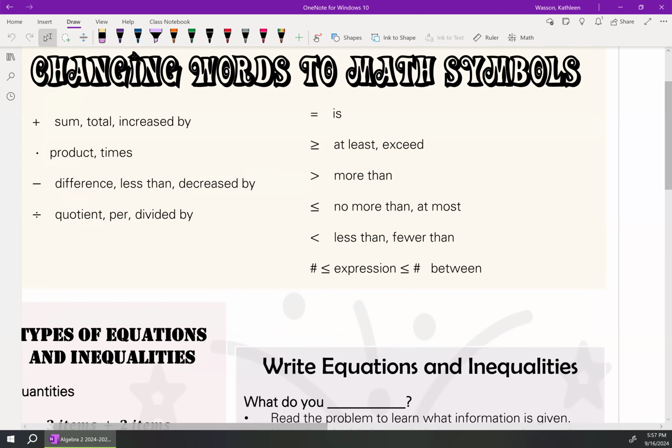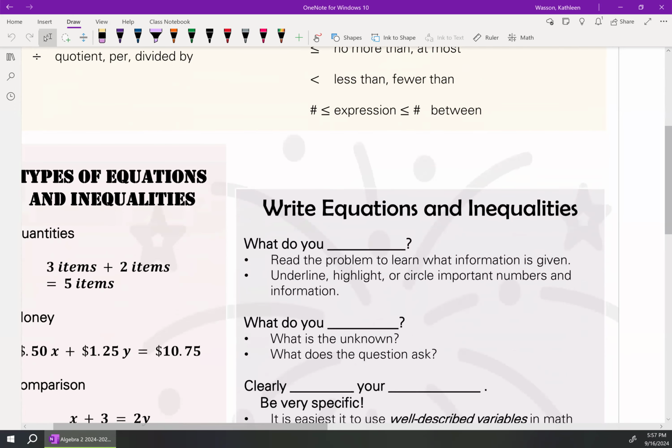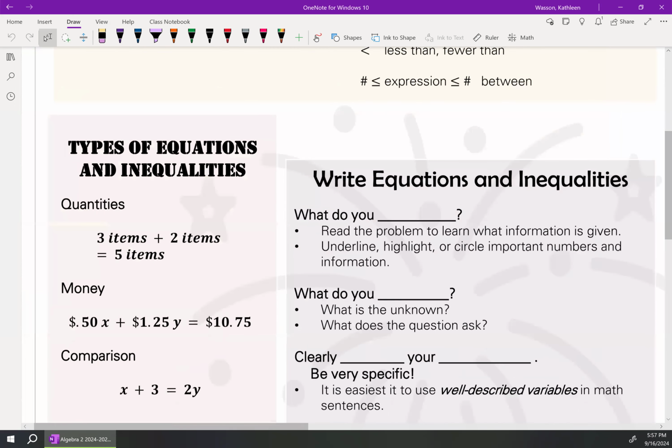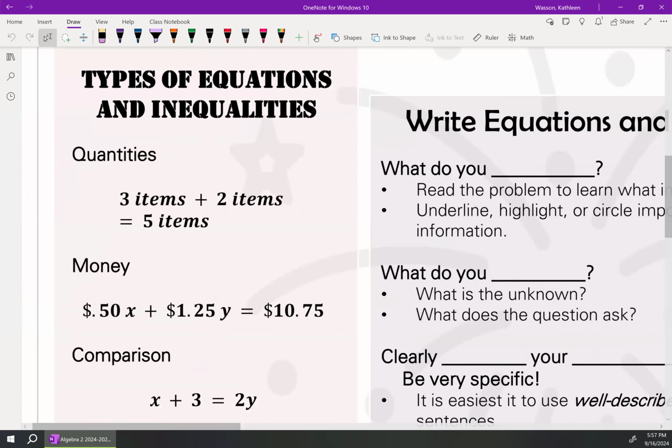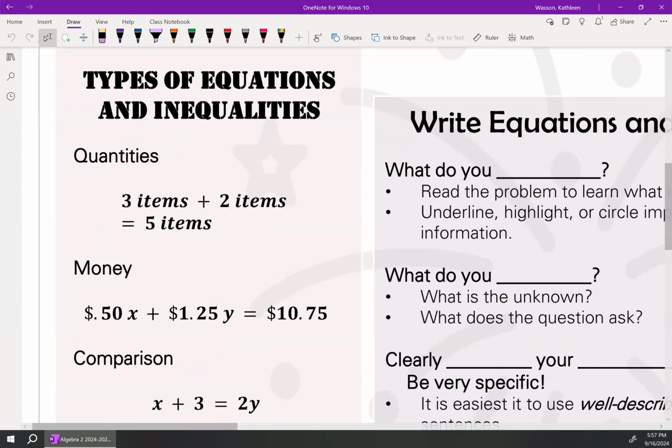And there are generally 3 types of equations that you'll have. Many times you have an equation that represents the total number of something. So a quantities equation. For this example that I put together, let's say I have 3 sweaters and 2 hats. Then altogether I have 5 items, something like that.